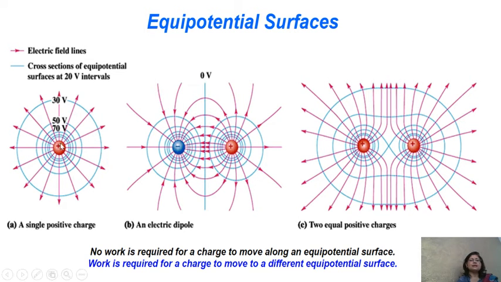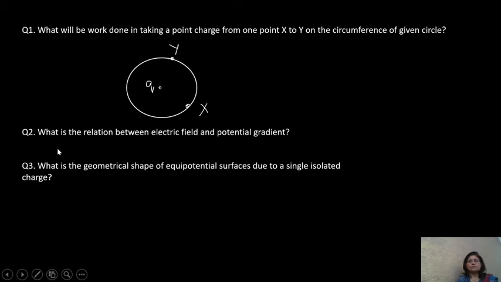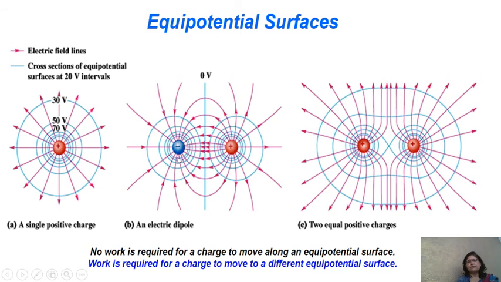And now you see the equipotential surfaces of a plus charge, equipotential surfaces of a dipole, and equipotential surfaces of two equal positive charges. If you are taking a negative charge, then the same diagram will be there, but arrows are radially inward. And if you are taking two equal negative charges, then arrows will be inward toward the charges, but equipotential surfaces are the same. Now, we are having some questions based on equipotential surfaces.